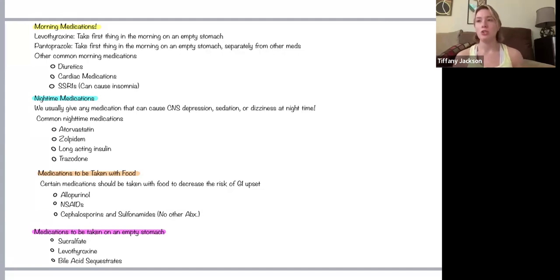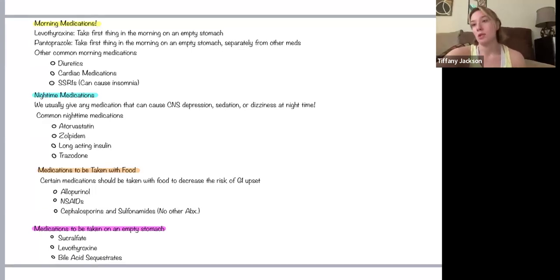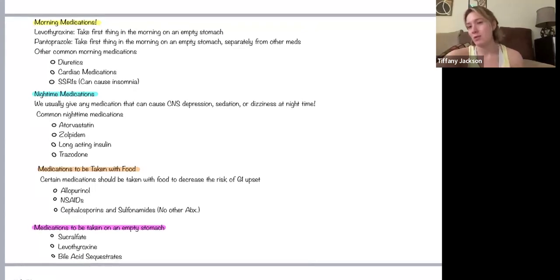A lot of our GI drugs, like our pantoprazole, sucralfate, that either alter the absorption of the stomach, reduce acid secretion, or coat the stomach, a lot of times we need to take those on an empty stomach as well. And then our bile acid sequestrants. Always remember that whenever you're taking any sort of stomach altering medication, we should not be taking that with other medications because it's going to impair the absorption of other medications. But we'll go into more detail when we talk about GI meds.